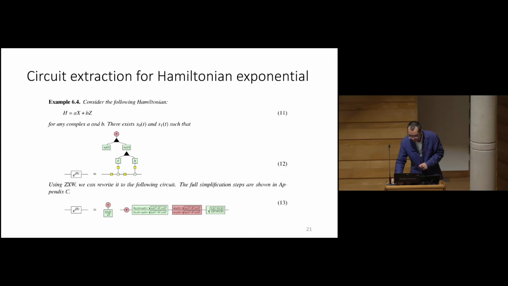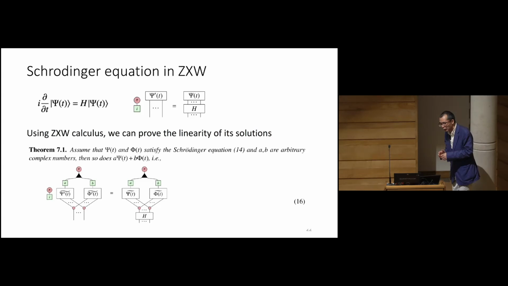And lastly, we can use this diagram to describe some property of the solution of the Schrodinger equation. For this Schrodinger equation, we can represent it in an abstract way as this diagram. I didn't show the detail here, but we can fill in all the boxes with ZXW diagrams. So this is just a high level diagram.